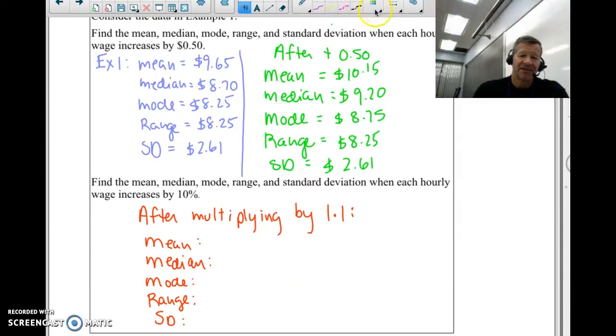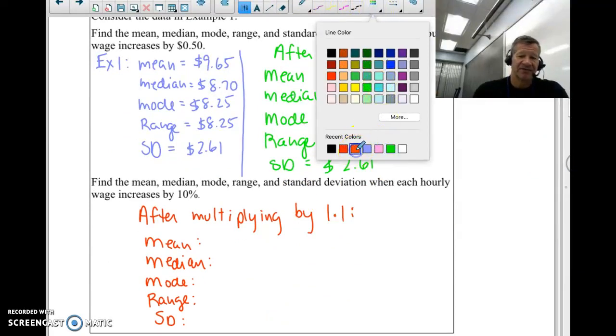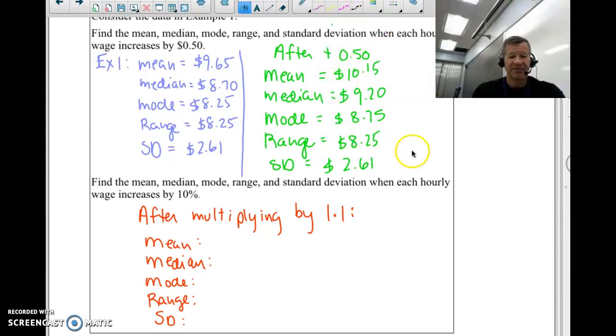Now, in the second example, it's a little bit different. Now you're multiplying by something. So when you multiply big numbers by something, they get bigger than the smaller numbers do when you multiply that by the same number. So when multiplying by something, everything will change. Now we're multiplying by 1.1 because 10% is 0.1. And we don't just want to find out what 10% is, we want to add that onto the original. So that's why we multiply each one by 1.1.